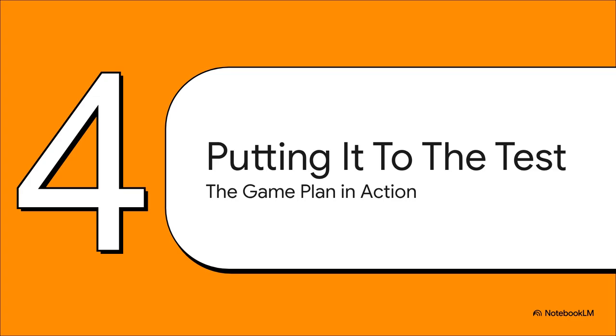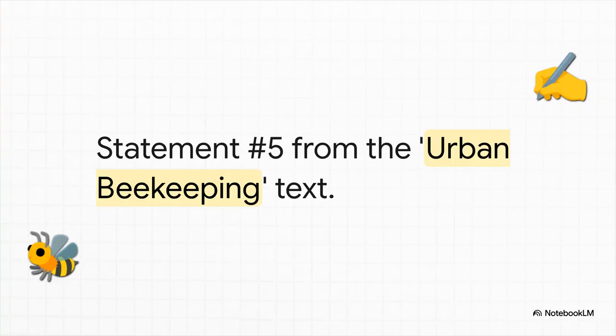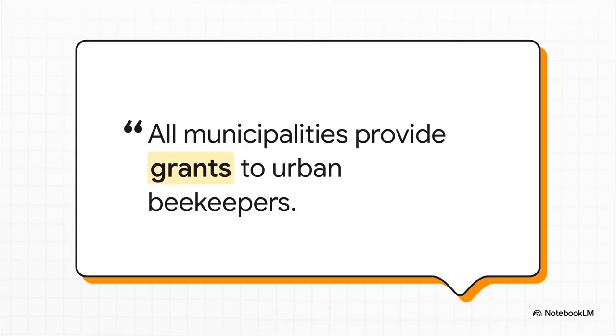Okay, enough theory. Let's actually put this game plan to the test and see how it works with a real example. We're going to look at a passage about something called urban beekeeping. All right, let's start with statement number 5. We're going to run it through our 6 steps right now. So, the statement is, all municipalities provide grants to urban beekeepers. Step 2, keywords. For me, the most important ones are all municipalities and provide grants. That word all is a huge clue.